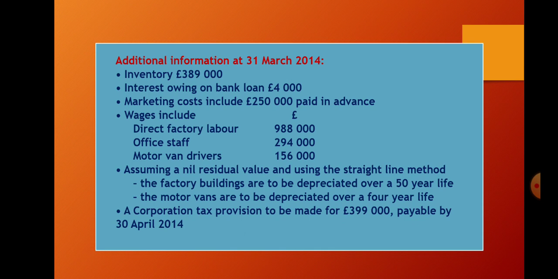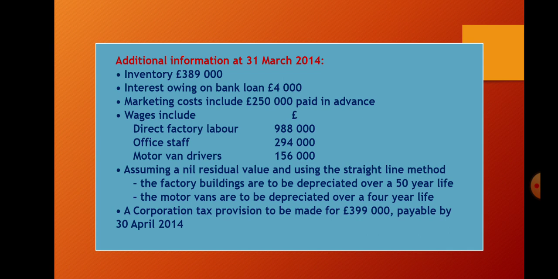Then marketing costs 250,000 paid in advance. So this is a prepaid expense. So it should be deducted from the marketing costs. The next is wages. So here's the breakup of wages. So direct factory labor, the wages paid for factory labor should be a part of cost of revenue. Then the wages paid for office staff should be an administration expense, and wages paid for motor van drivers should be distribution cost.